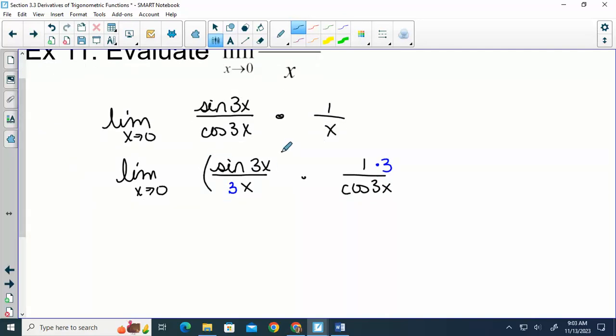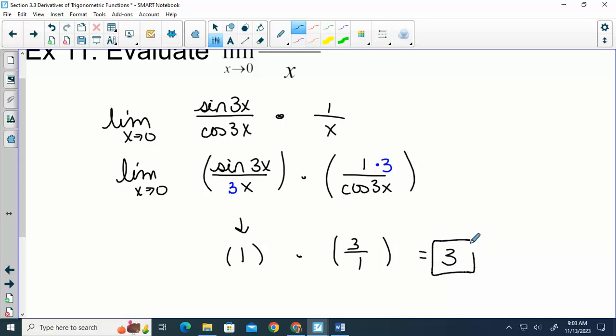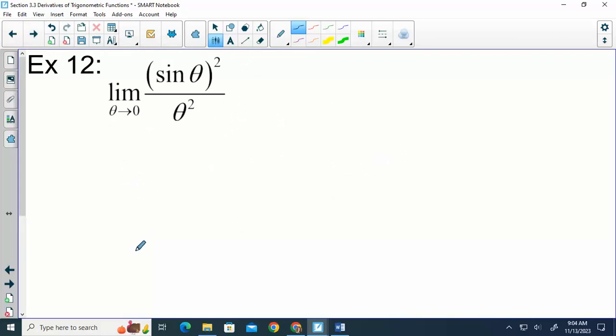Then this goes to 1. This, we get 3 over, what is the cosine of 0? We get 3. So far, so good? Let's do another one.